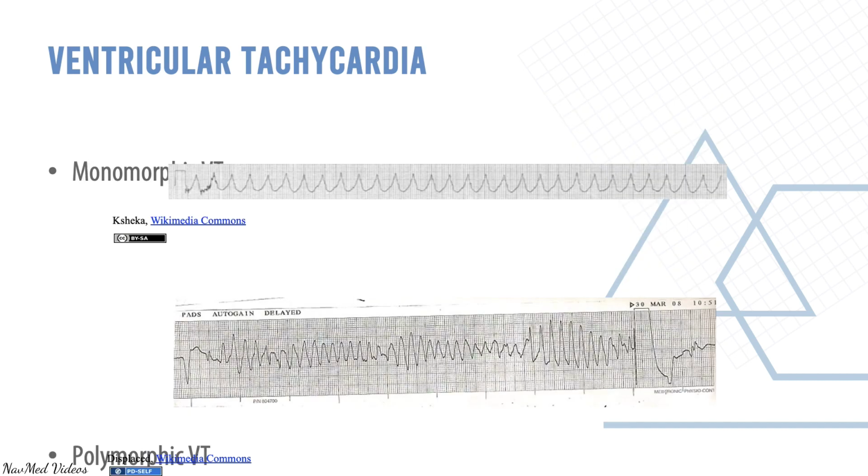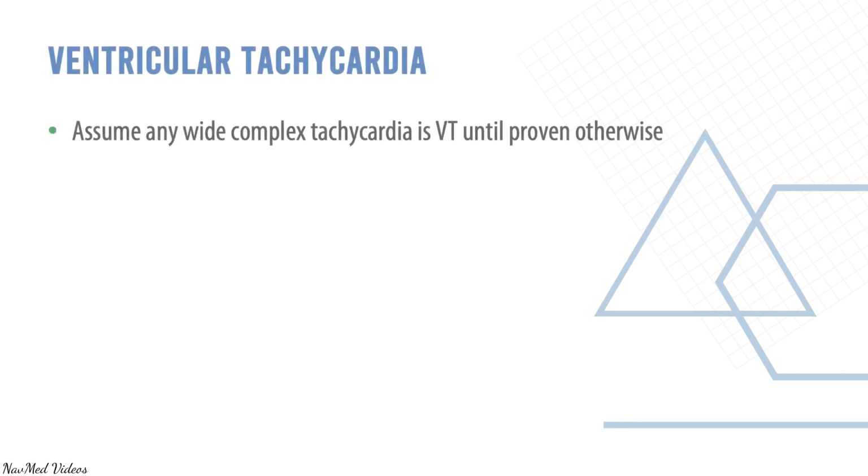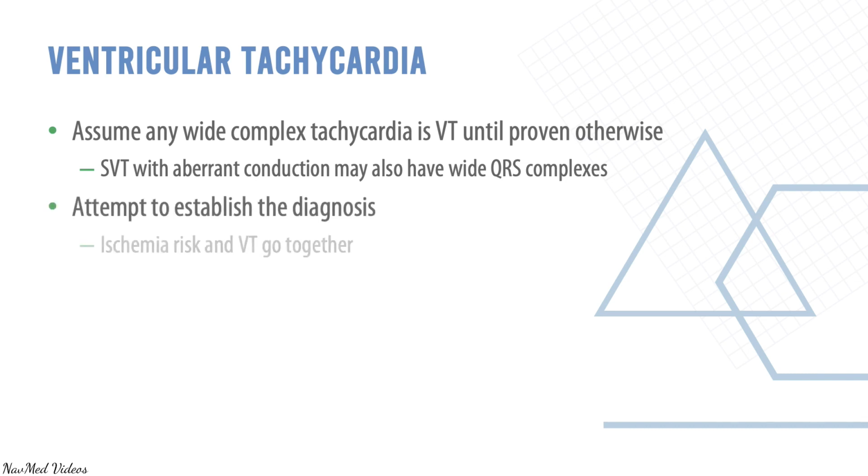It can be monomorphic or polymorphic ventricular tachycardia. Now, assume any wide complex tachycardia is ventricular tachycardia until proven otherwise. Supraventricular tachycardia with aberrant conduction may also have wide QRS complexes. Attempt to establish the diagnosis. Ischemia and VT go together.